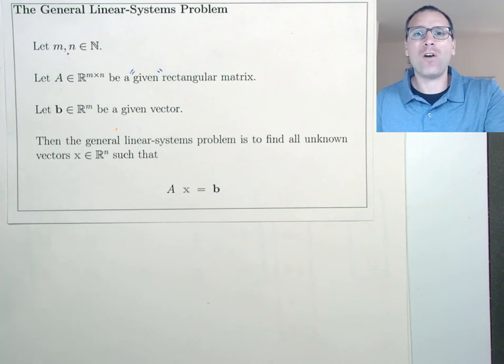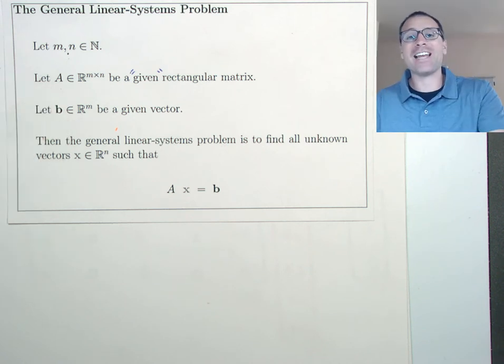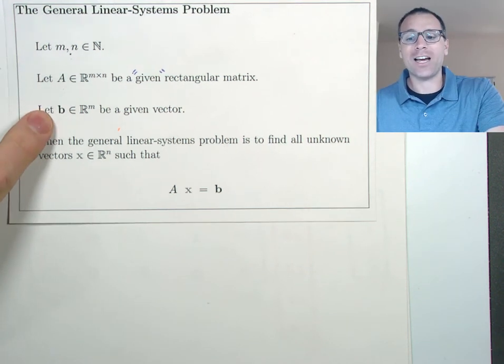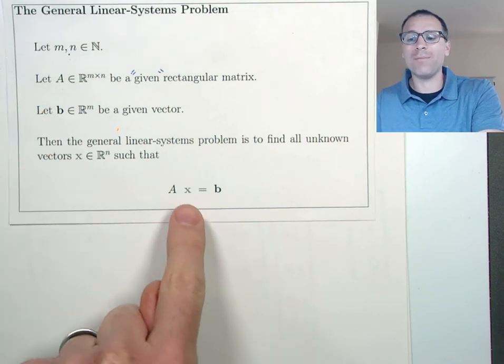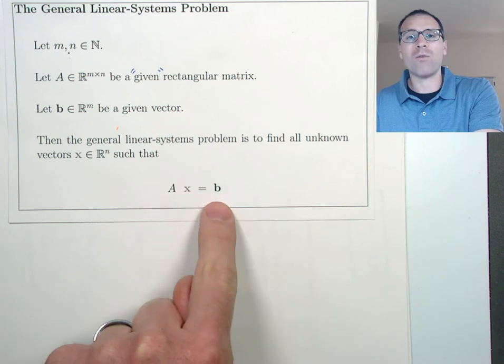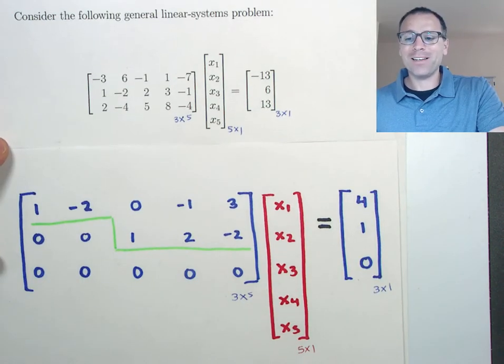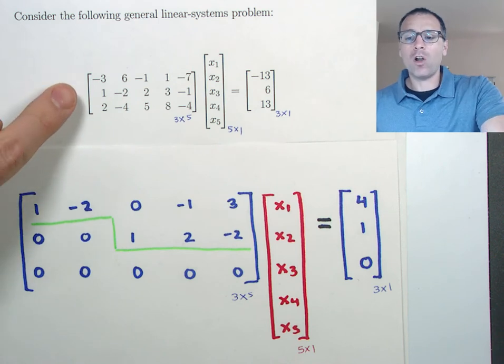In this video, we're following up with our discussion of solution templates for general linear systems problems. Remember, in the general linear systems problem, we start with a given matrix and a given right-hand side vector, and then we're looking for all input matrices X such that A times X is equal to that right-hand side vector B.